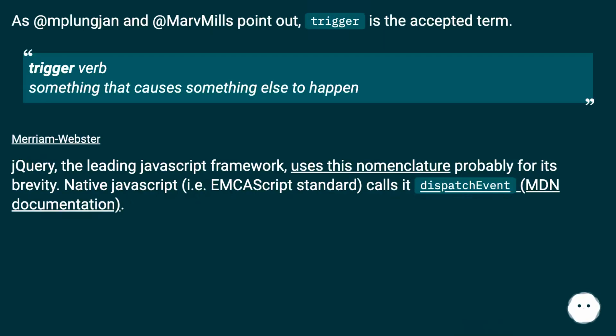As at Mplungen and at Marv Mills point out, trigger is the accepted term. Trigger, verb: something that causes something else to happen. Merriam-Webster. jQuery, the leading JavaScript framework, uses this nomenclature, probably for its brevity. Native JavaScript, i.e. ECMAScript standard, calls it dispatch event, MDN documentation.